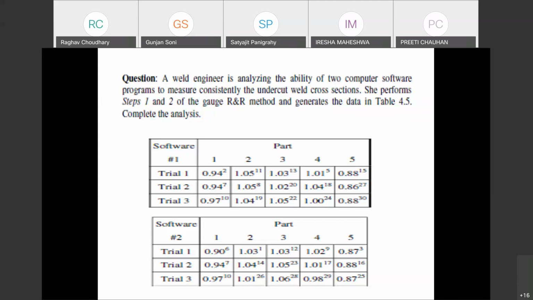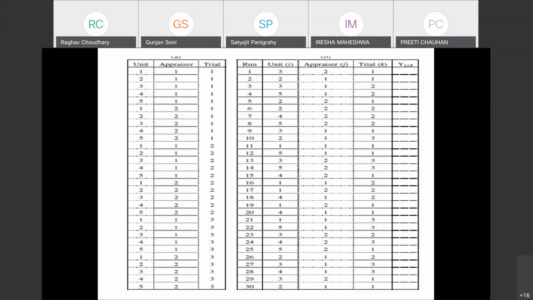Now, how this study has been designed is there are 5 different places where the observation will be taken. It will be taken by 2 different softwares, and each location we define as a unit. So appraiser means software. Every software is going to take a reading at each unit, 3 different times: 5 different locations, at each location 3 times by each software. So that makes it 30 different readings.